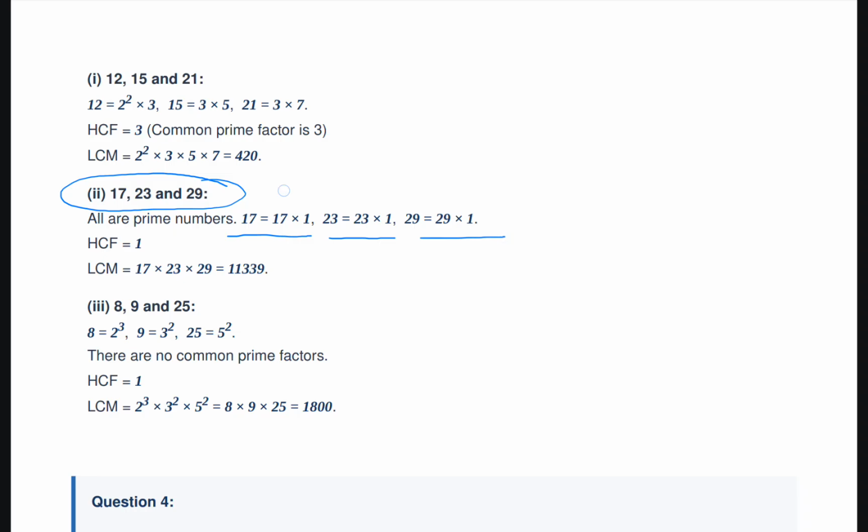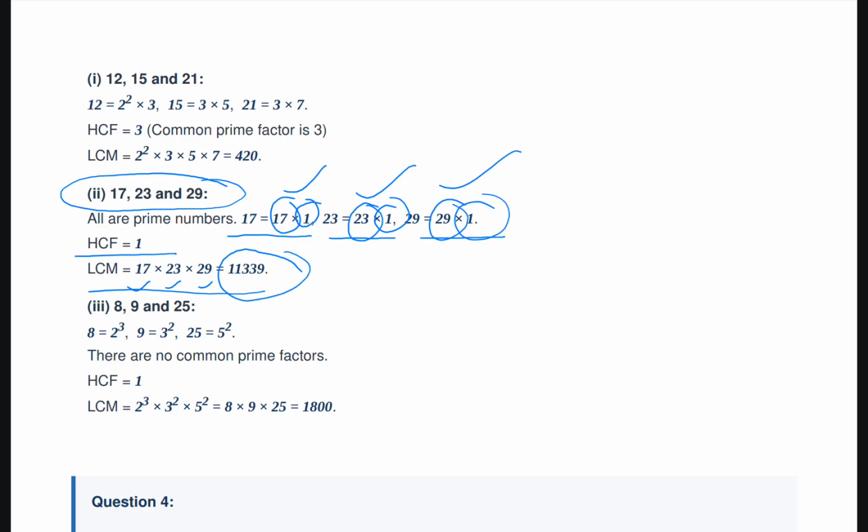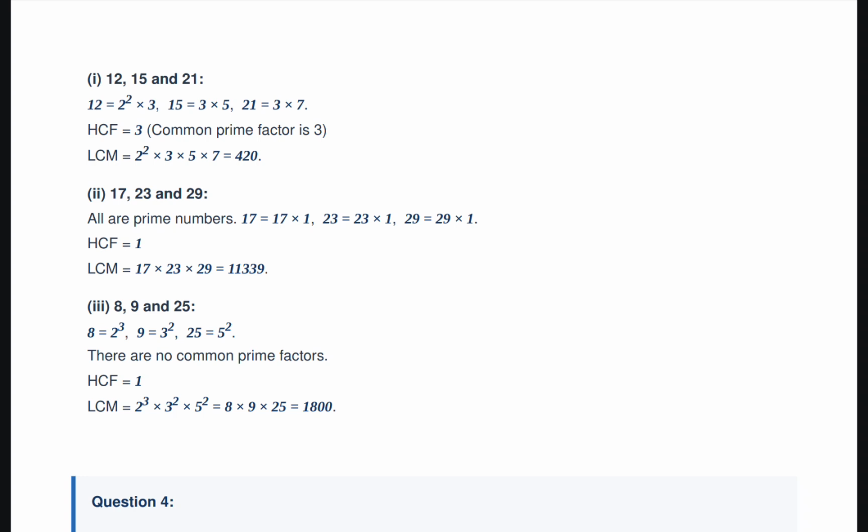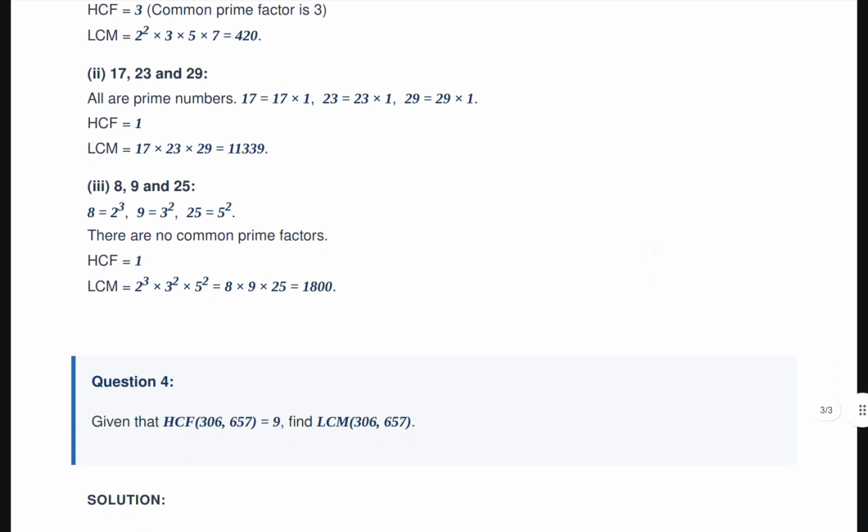You can see here in these three numbers, only 1 is common. So our SCF will be only 1. And what will be our LCM? You will multiply the remaining three numbers for getting the LCM. So you will multiply 17 into 23 into 29, and your LCM will be 11,339. Okay, now move on to the next question.